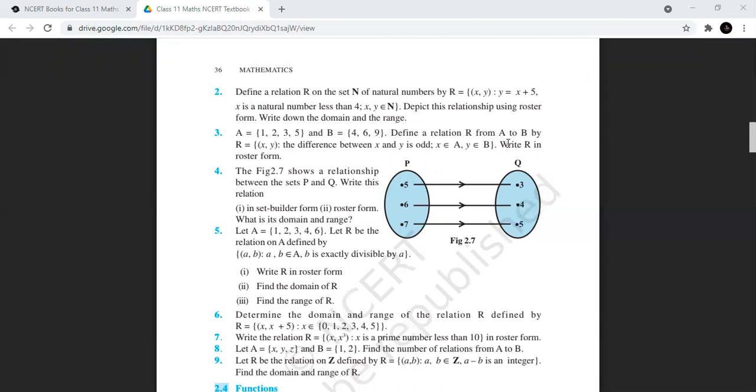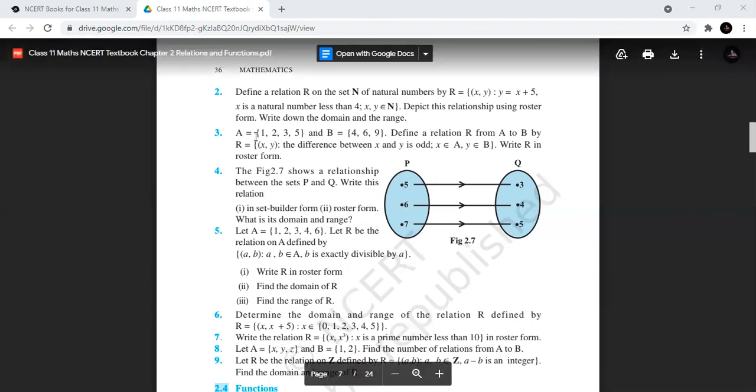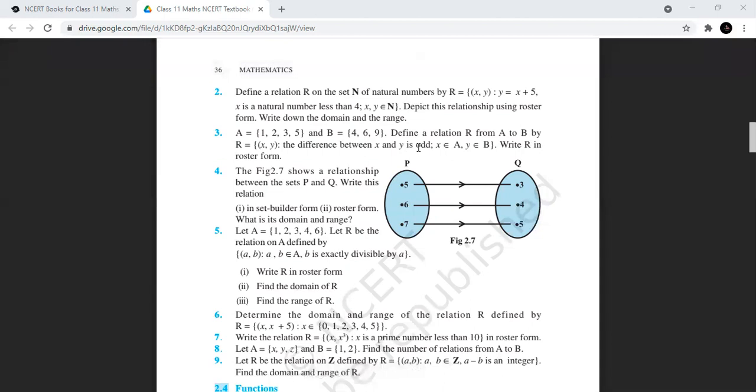Okay. Now next, third one, A is this set given to you, B is the other one. You have to define a relation from A to B. Means R will be a subset of Cartesian product of A cross B. Okay. The relation will be the difference between X and Y is odd. X obviously belongs to A, even if not mentioned, we know that if R is a relation from A to B, then X should be belonging to set A and Y should be belonging to set B. Okay, so the X's and Y's are present for you.